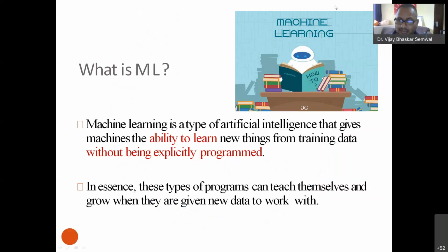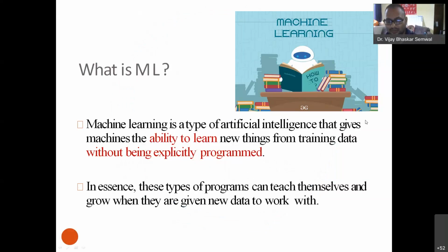AI we have discussed. ML, maybe most of you are aware of machine learning. It's a branch of AI that gives the machine the ability to learn through data. That's why they are considered data-driven techniques. Without data, we cannot do anything.